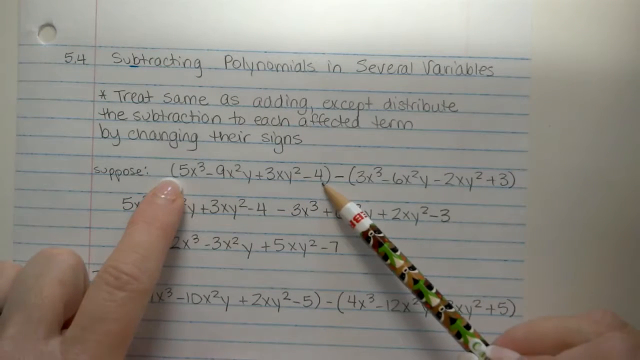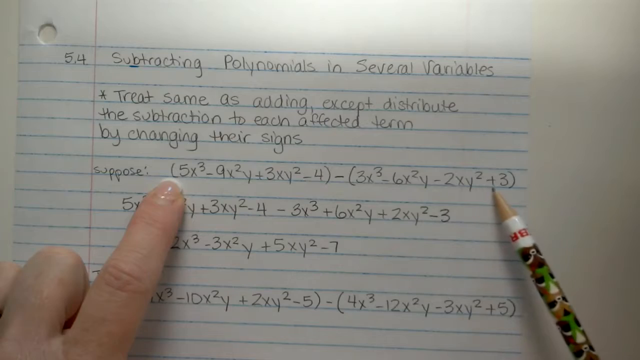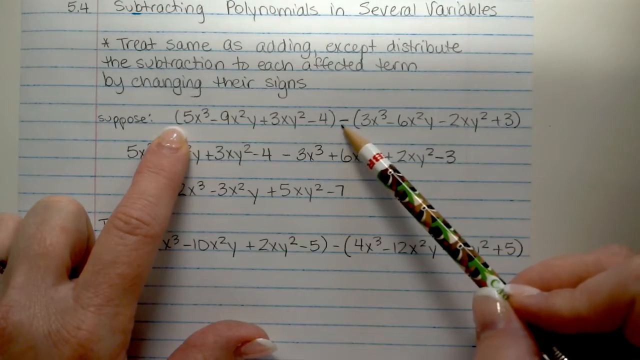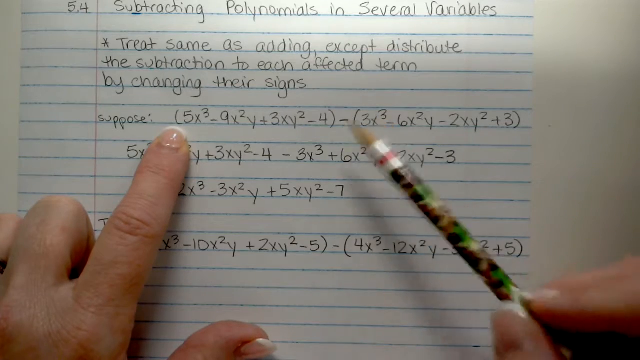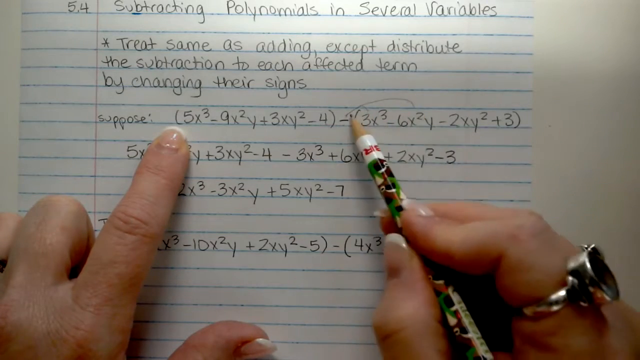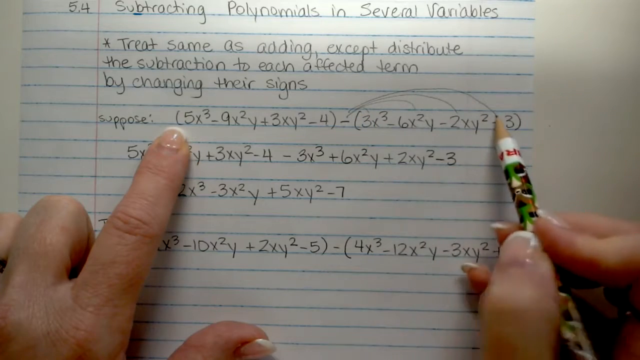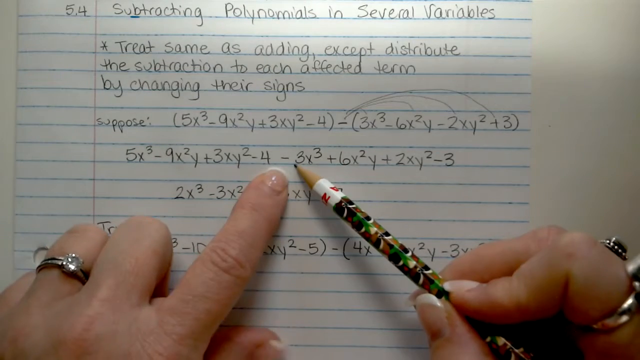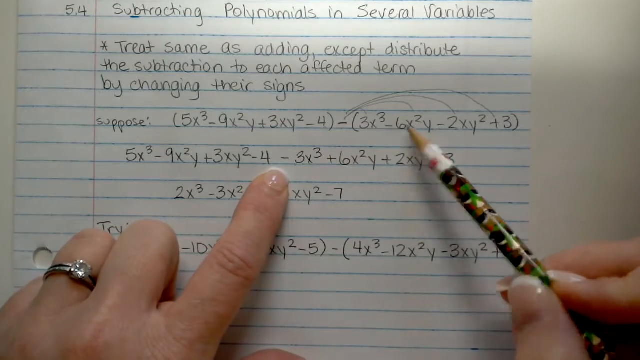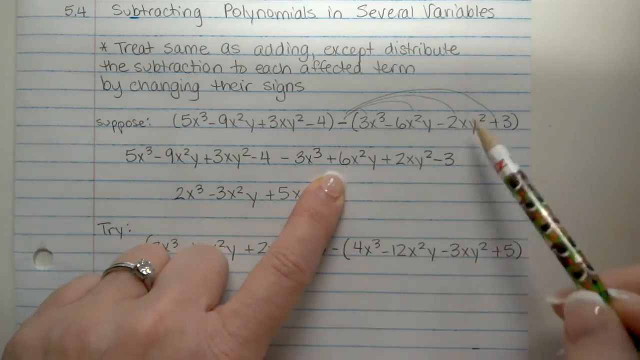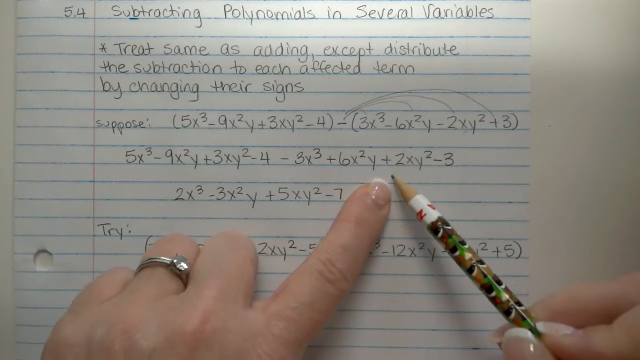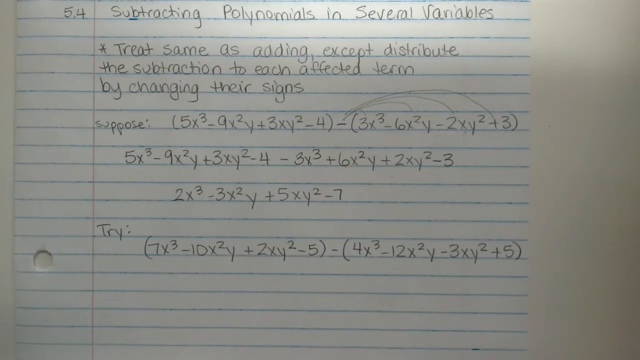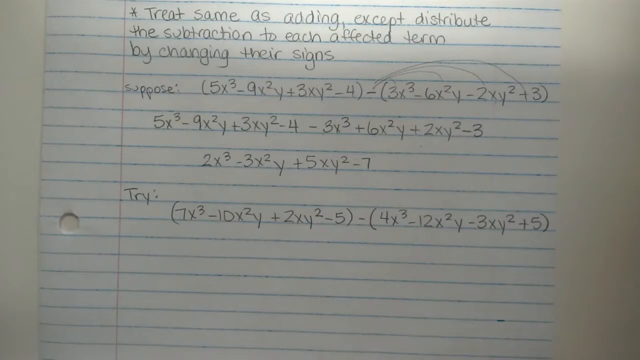For example, this first polynomial is subtracting the second polynomial. So what you need to do is get rid of this negative sign, this minus, by distributing it to each part of what is affected. That means everything afterwards, okay? So this positive 3x cubed gets changed to negative. This negative 6x squared y gets changed to positive. The negative 2xy squared gets changed to positive. And the positive 3 gets changed to negative. This helps us visualize in our mind what's going on.